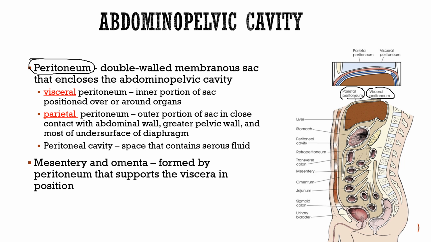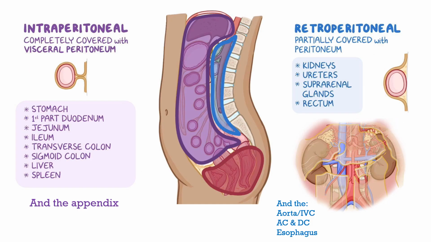In between there, we do have a peritoneal cavity, and that's what is being shown in this picture up here at the top, the space that contains the serous fluid. We have a mesentery and an omenta that's formed by the peritoneum that supports the viscera in position. And that's shown in the picture here. Here's the picture of the omenta and the mesentery in both these pictures.